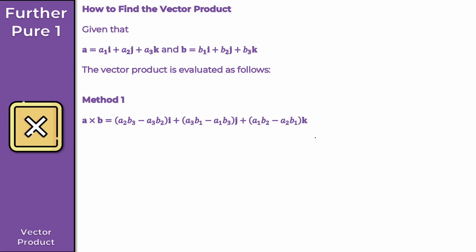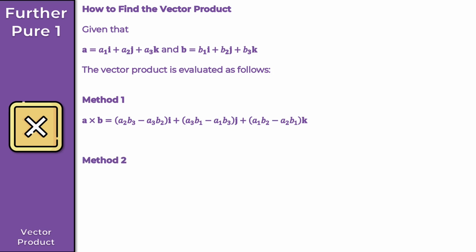Okay. Now trying to memorize this result here, not the easiest, right? But the good news is this result here is given in the formula book. Off the top of my head, I think they do give it in column vector notation. But obviously that doesn't matter too much, right? It's just the same result, just given in a different format. Okay, so that's method 1 here for finding the vector product of two vectors.